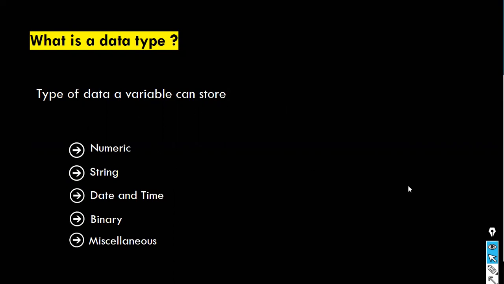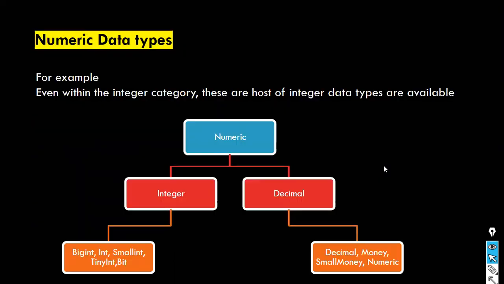In the case of the numeric data type itself, at a high level there are two categories. One is integer, the other is decimal. An integer is a whole number. The decimal will have the decimal part in it. But within the integer, in SQL Server they introduced five different data types: bigint, int, smallint, tinyint, and bit. And when it comes to decimal, you have something called money, smallmoney, and numeric.